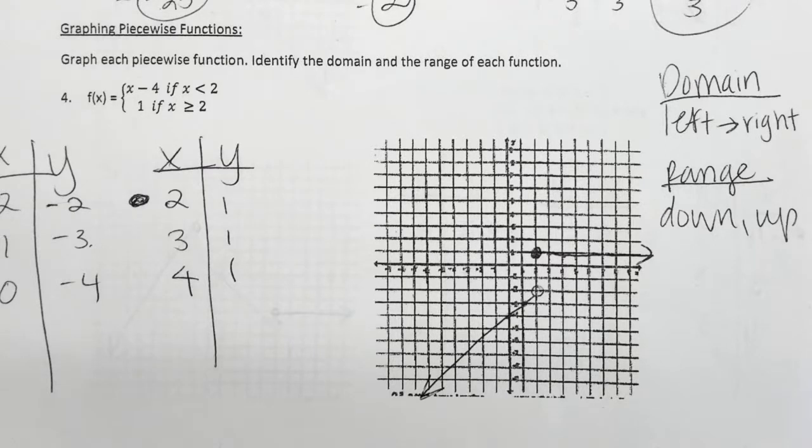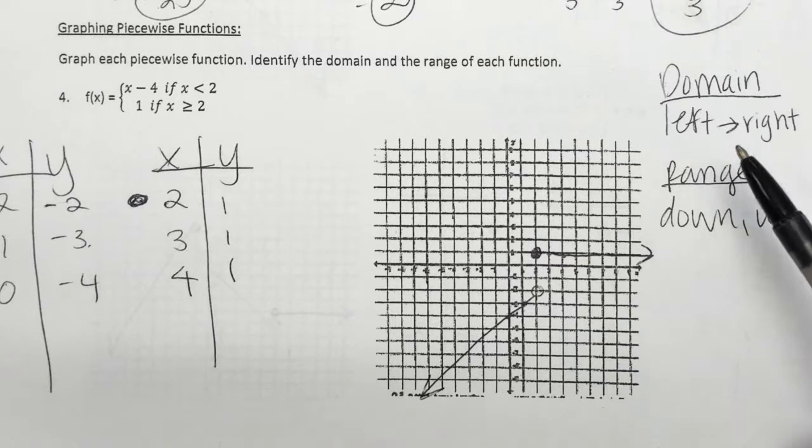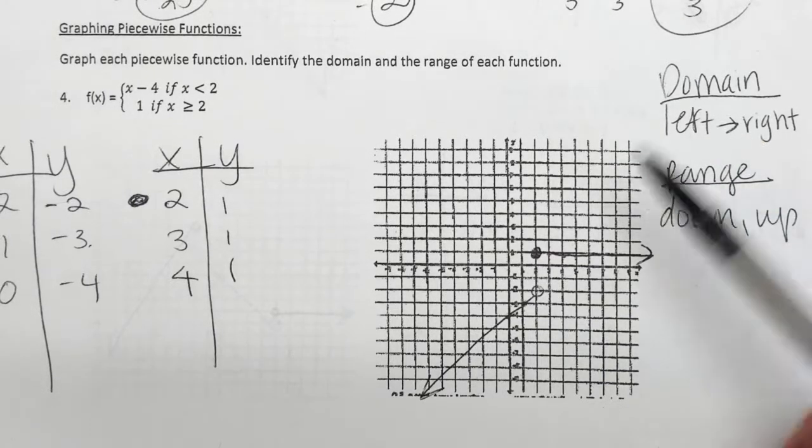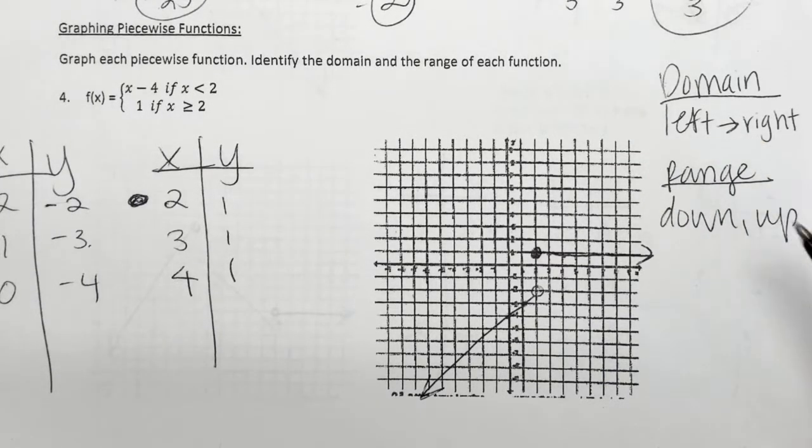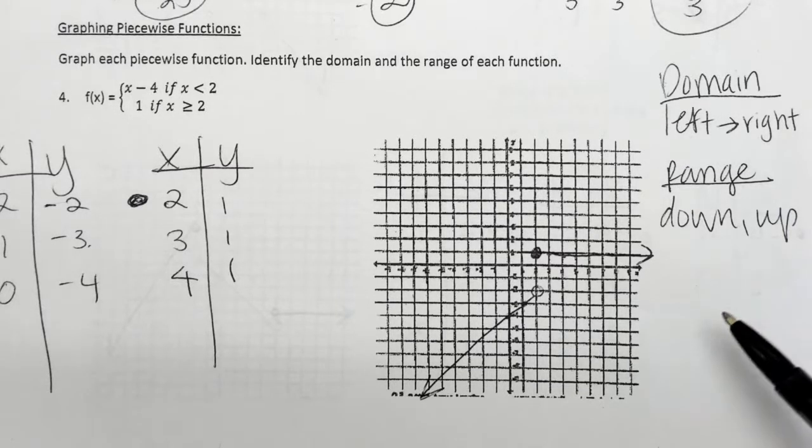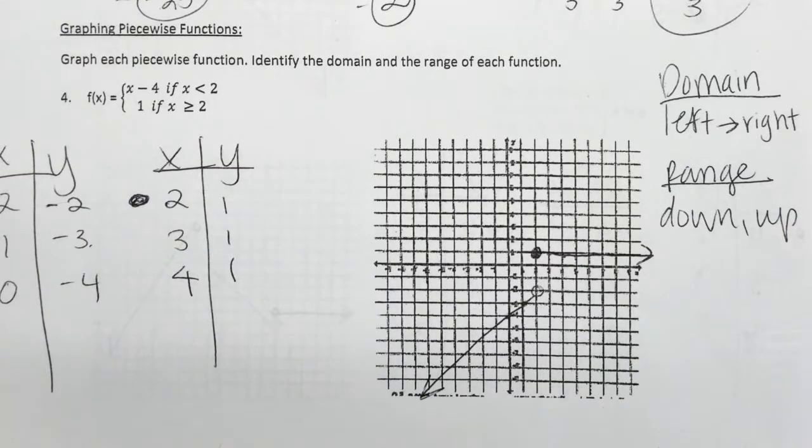So when we are describing the domain, all it's asking is how far left is your graph going, how far right is your graph going. And then for range, how low does your graph go, then how high does your graph go. Alright, with piecewise though, this is why it's difficult, because sometimes we skip Y values or X values, and we'll get to that in a minute.